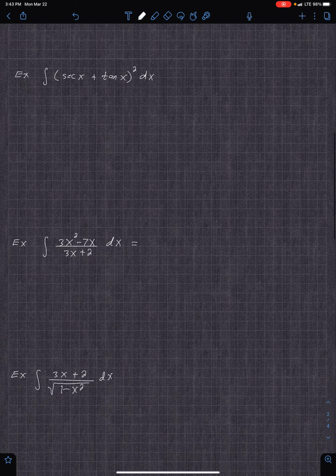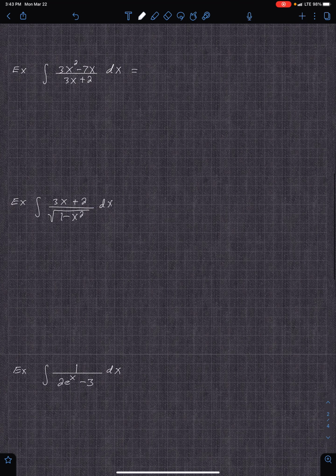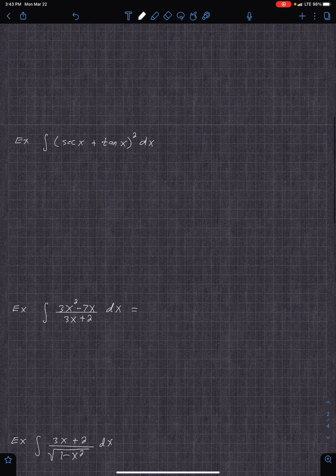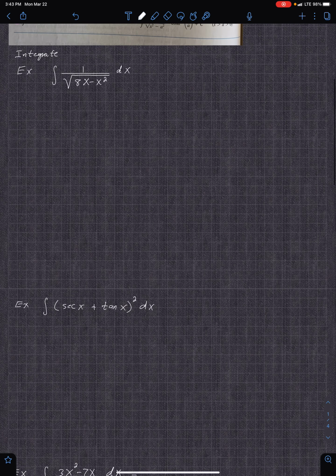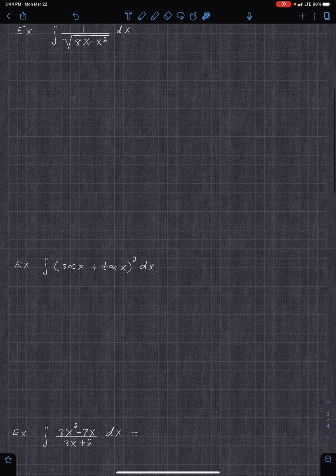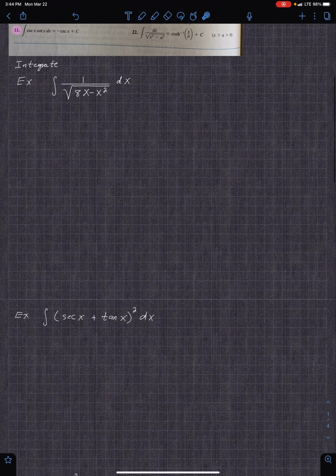I have a few down here. You can copy those all down if you'd like and pause. These are the ones I'm going to be doing. Okay, so this one doesn't have a form we're really familiar with. It doesn't match any of those above. However, what you can do is complete the square.